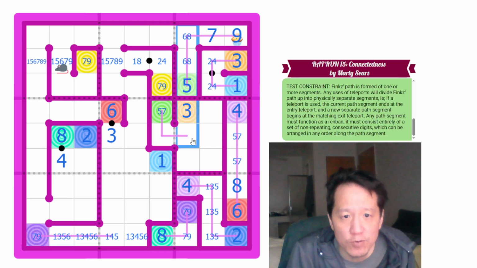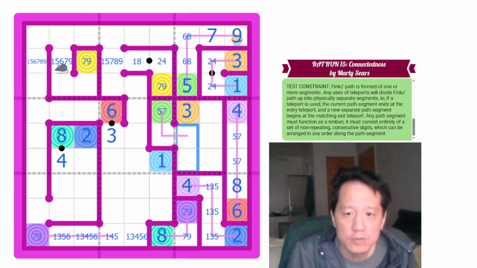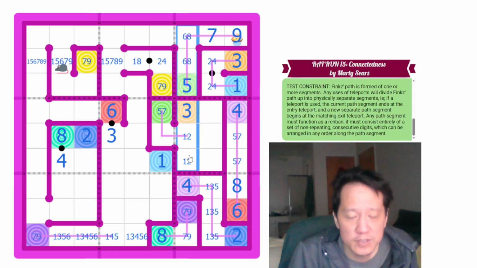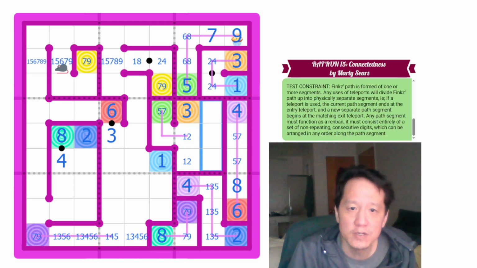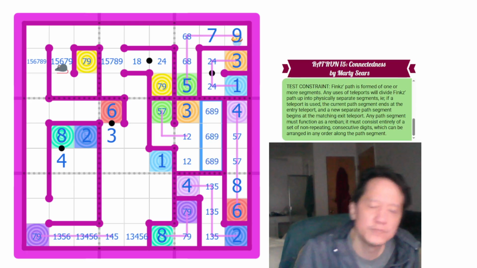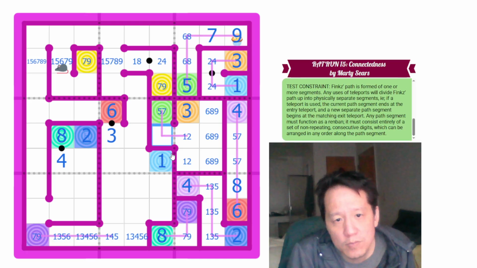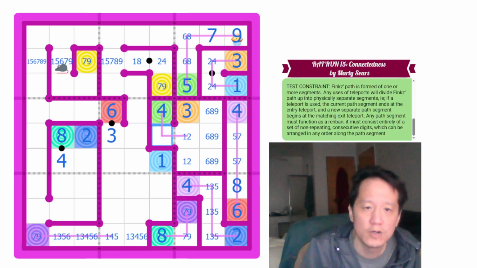The rest of row 6 has to be 1 and 2. The rest of column 7. Geez, I don't even know what I was thinking. Column 7 has to be 1 and 2. The rest of column 8 has to be 6, 8, and 9. Well, to get to 3 from whatever digit, you need a 4. Oh, this is a 5 anyway. So this is 4. This has to be 5.